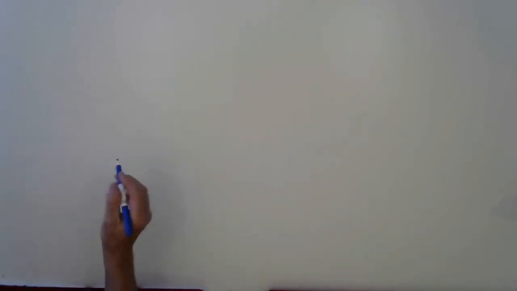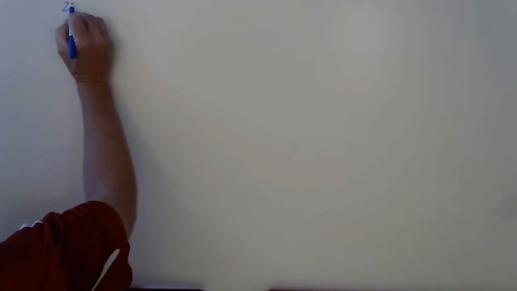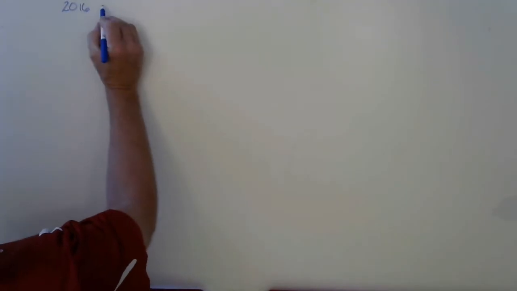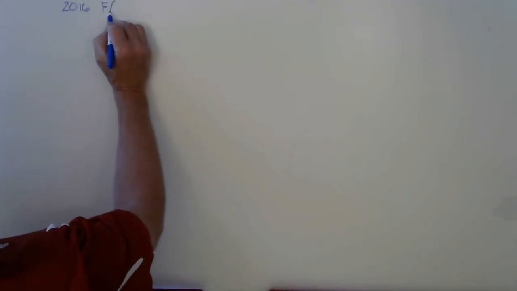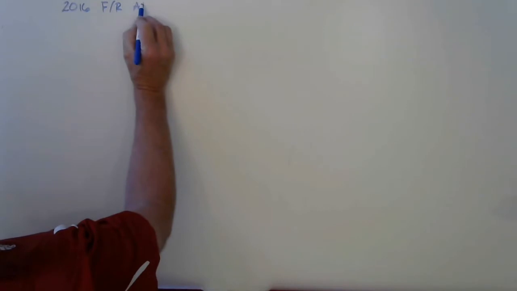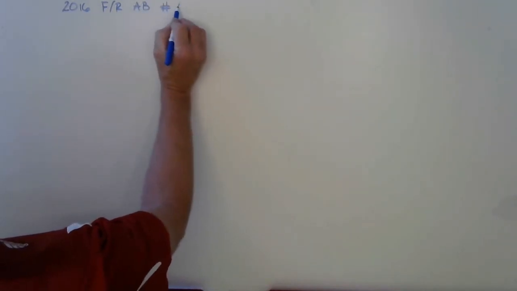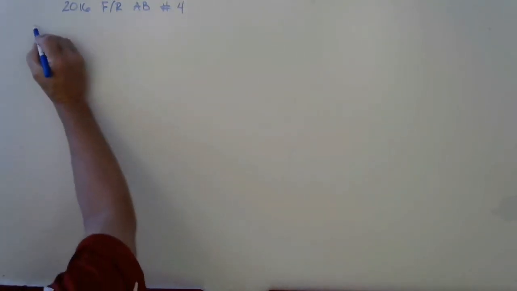On this video, I'm going to answer 2016 AP Calculus free response questions 4, 5, and 6. We'll start with question 4. So this is 2016 free response AB number 4. This is a differential equations question, and the problem says consider the given differential equation.